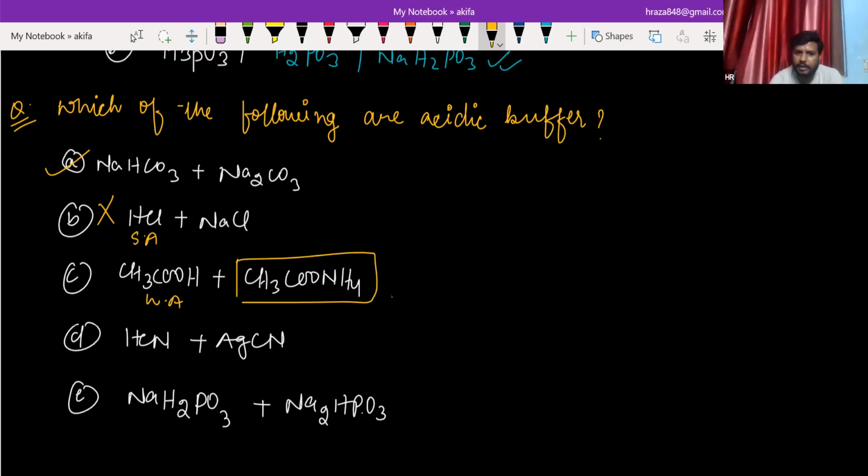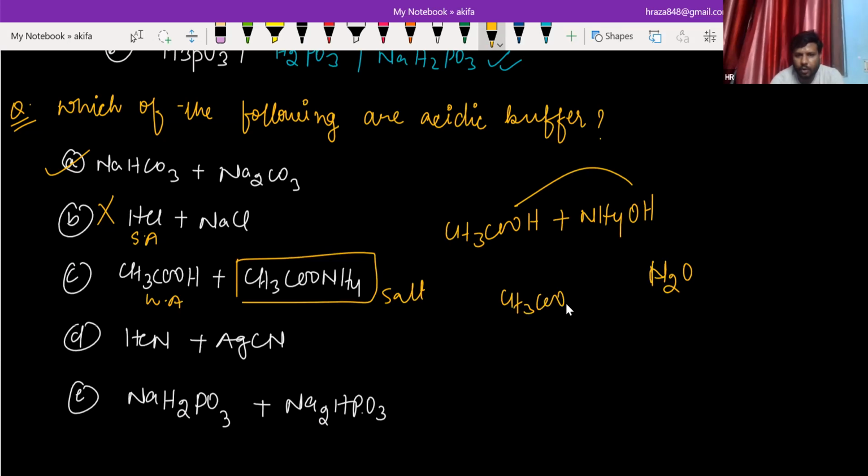What about this? Just think about it. This is a salt, but what type of salt? This is basically the salt of CH3COOH plus NH4OH. That's why H2O is out, and here you can see a salt CH3COONH4 is formed. Now you can see that this is a weak base, but according to the definition, we need a weak acid and its salt with a strong base. Okay. What is the list of strong bases? That is NaOH, KOH, CsOH, RbOH, and Ba(OH)2.